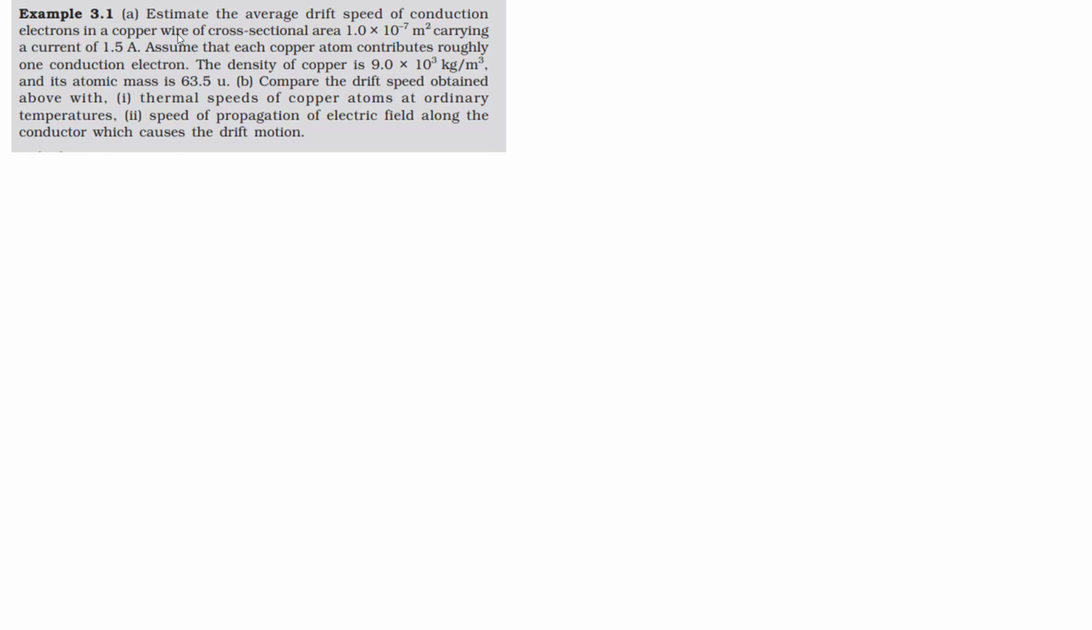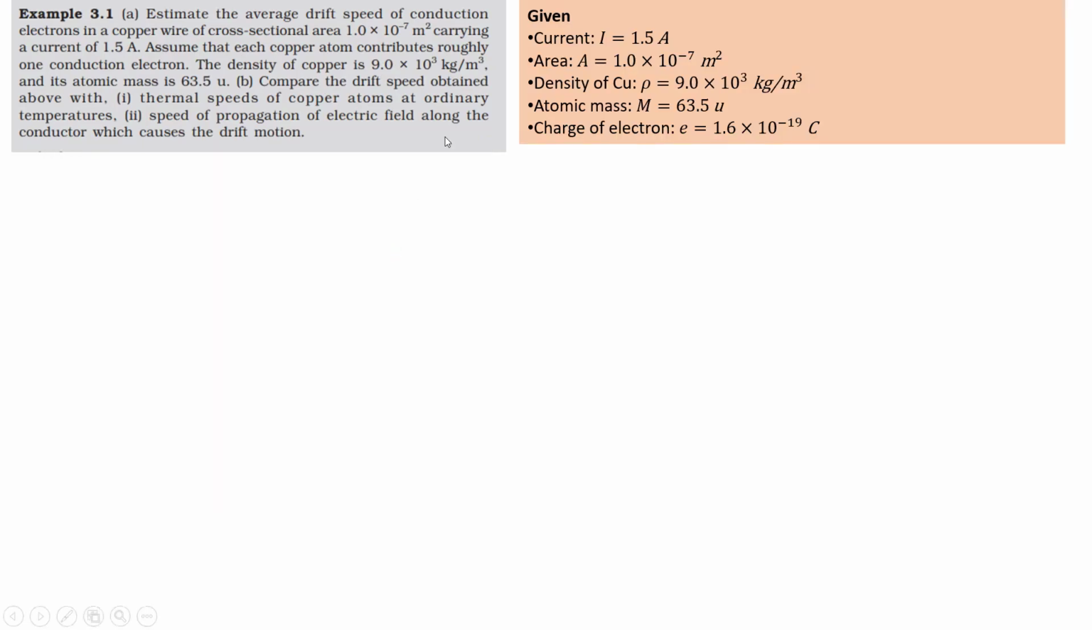First, we'll go for the first part. What are the given data? That is, current is given as 1.5 ampere, area of cross section 10 to the power minus 7 meters square, density of copper, that is mass per volume, 9 into 10 to the power 3 kg per meter cube. Atomic mass of copper is 63.5 u and charge of electron known to us, that is 1.6 into 10 to the power minus 19 coulomb.